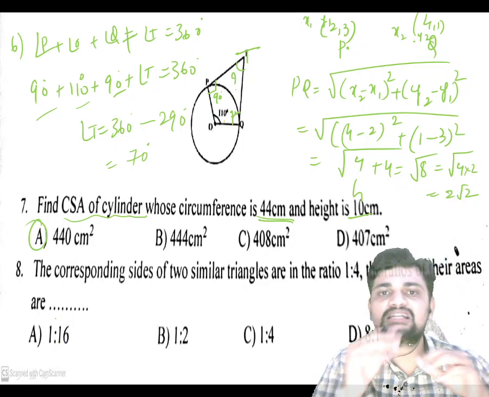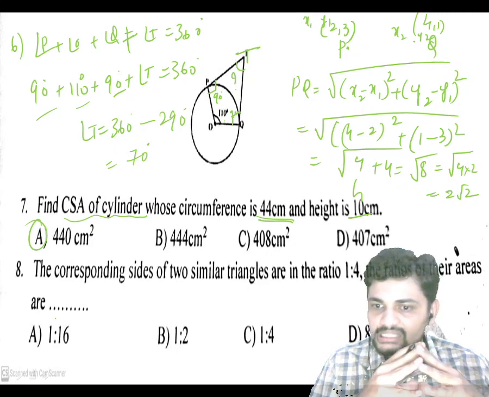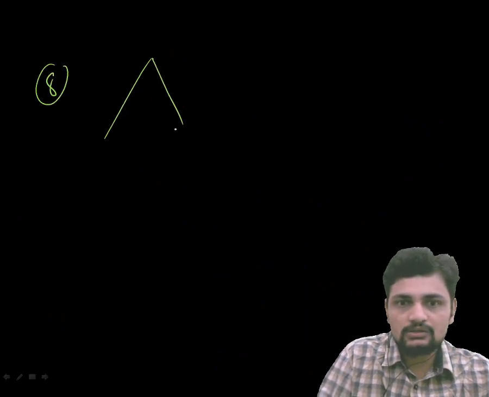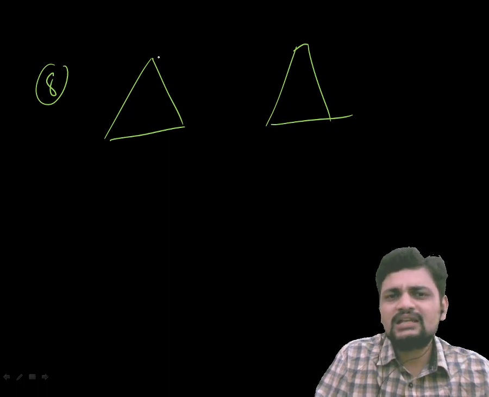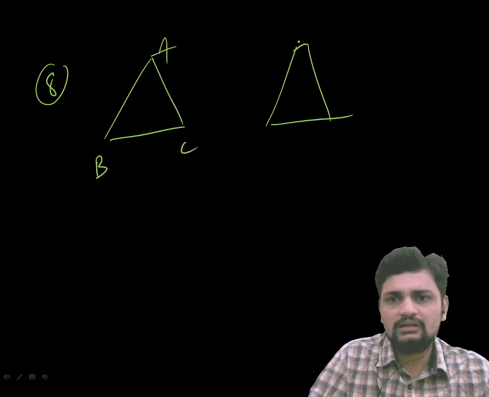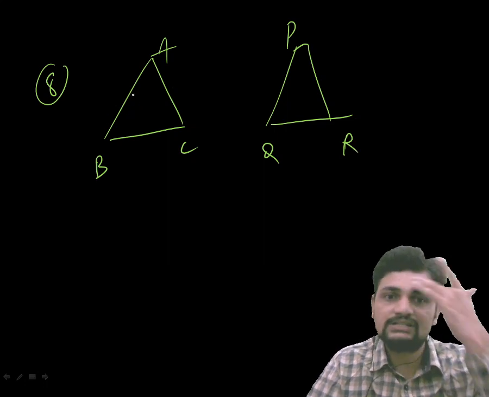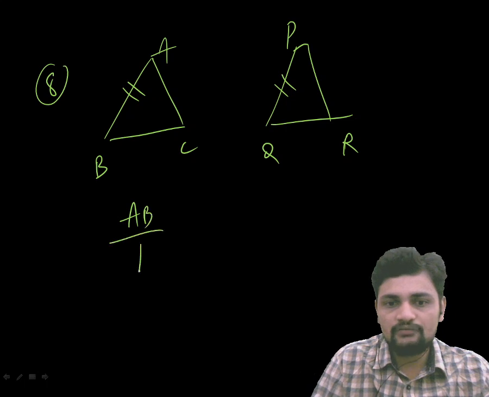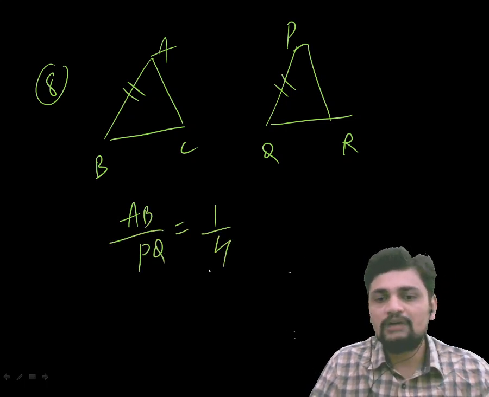Now eighth question is asked based on theorem. So two triangles are there whose corresponding sides are in the ratio of 1:4. So let me draw two triangles to make you understand it in a better way. We'll not get into whether they are equilateral or any different form. So two triangles are there whose corresponding sides, corresponding to AB we have PQ. So the ratio of corresponding sides is 1:4. So in fraction I can write it as 1/4.